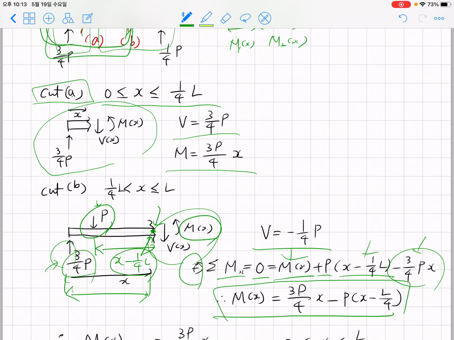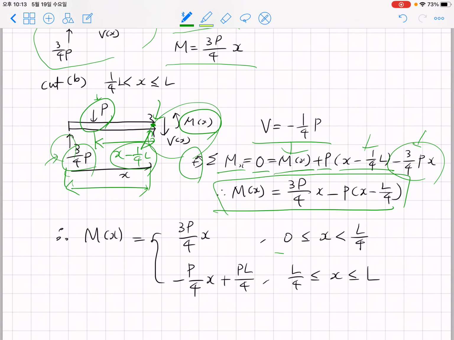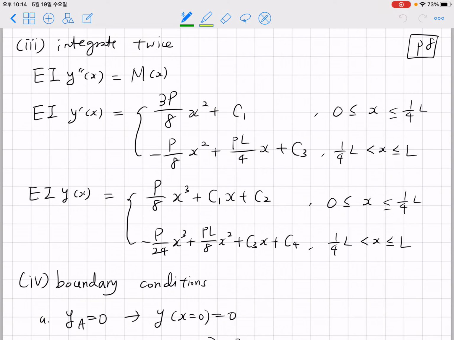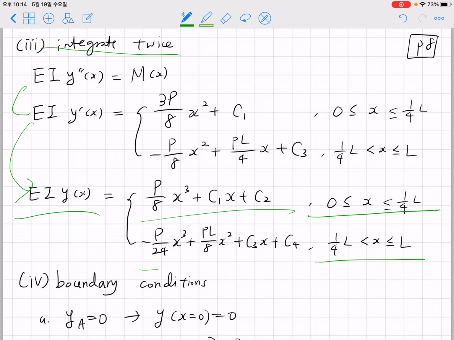So the Mx expression is quite complex. When x is smaller than L/4, we have a simple linear equation. When x is larger than L/4, we have a slightly more complex equation, a linear term plus a constant term. Given these two piecewise expressions for M, let's go to the third step, integrate twice. If you integrate the first time and the second time, you're going to have two different analytical expressions in two different regions, first section and second section, and in each section you have integration constants C1, C2, C3 and C4.